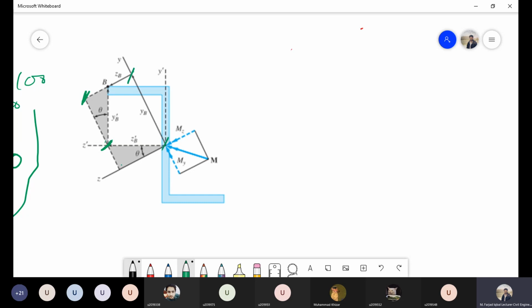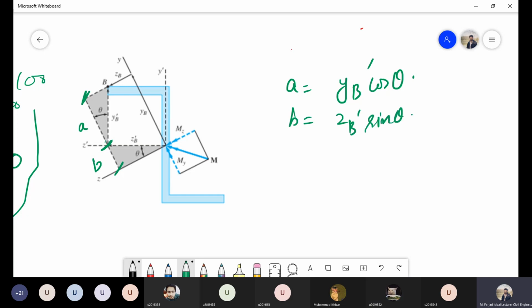You can see from here that this YB is the total length, and this, which I have shown with the green pointers over here, let's call this length as A. So A is equal to YB dash cos of theta, right? Yes, sir. And what will be this length B? Sir, ZB dash sin theta. So B is ZB dash sine of theta.